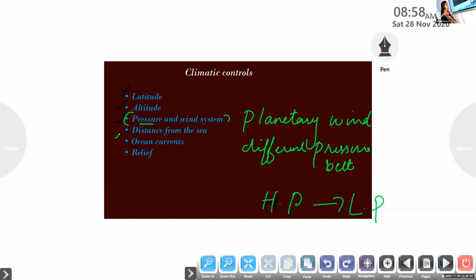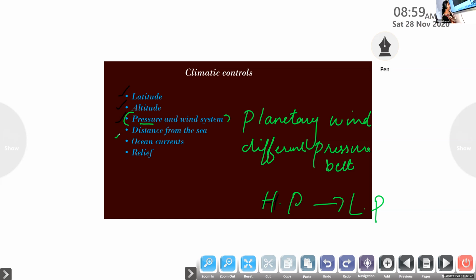Clear? For example, we can say Kerala and Delhi. Kerala is a coastal region, a coastal plain. What about the climate of Kerala? Climate of Kerala is moderate climate. It is moderate. What about the climate in Delhi? It is too hot, very hot during summer and very cold during winter.